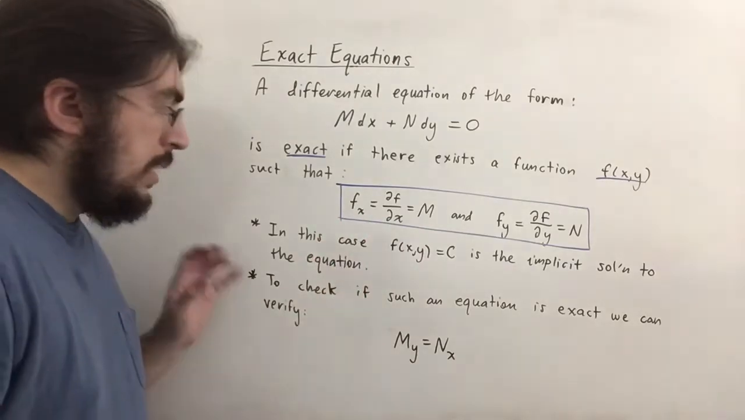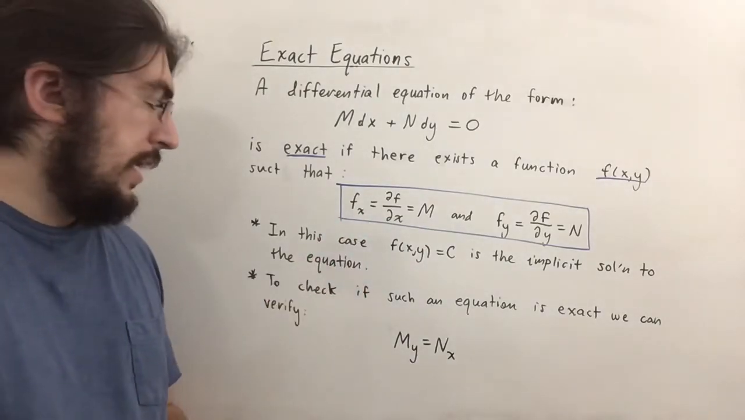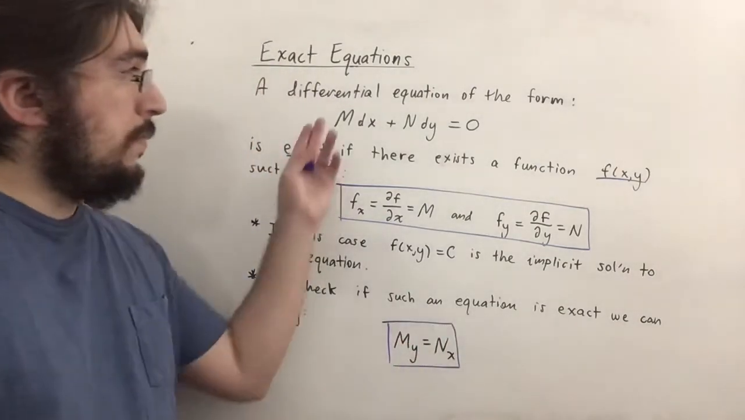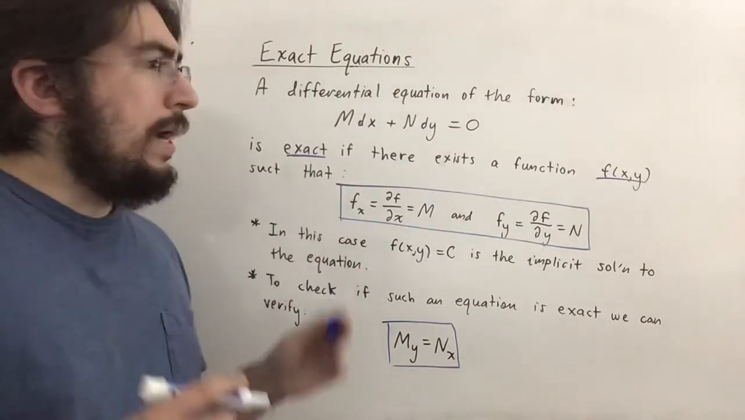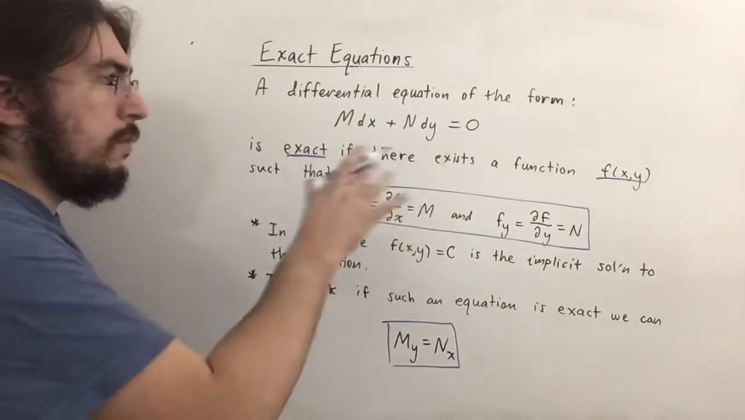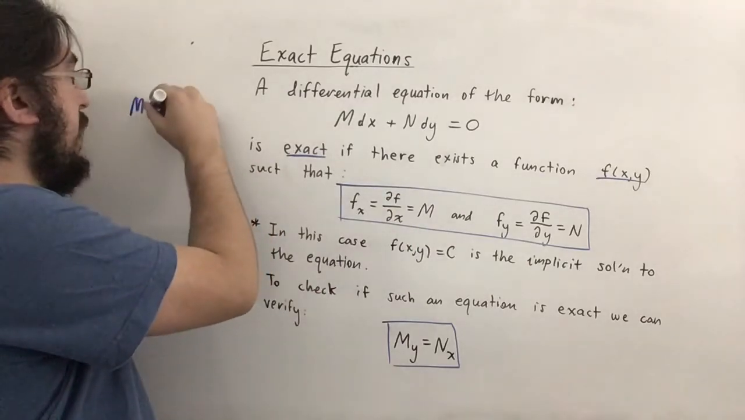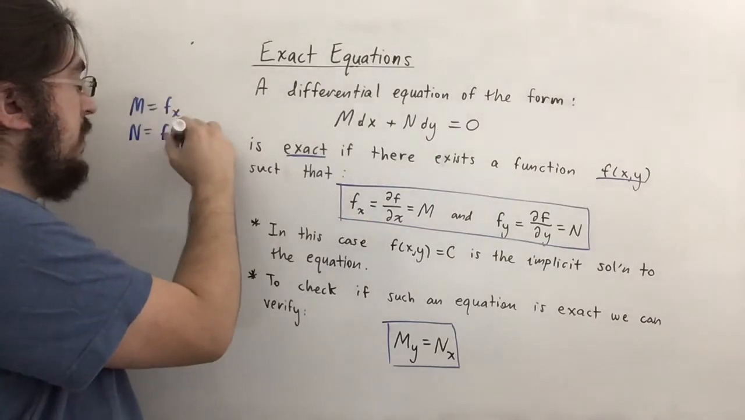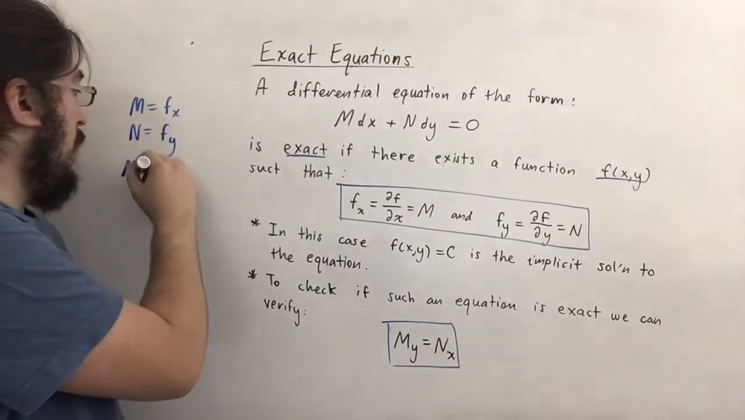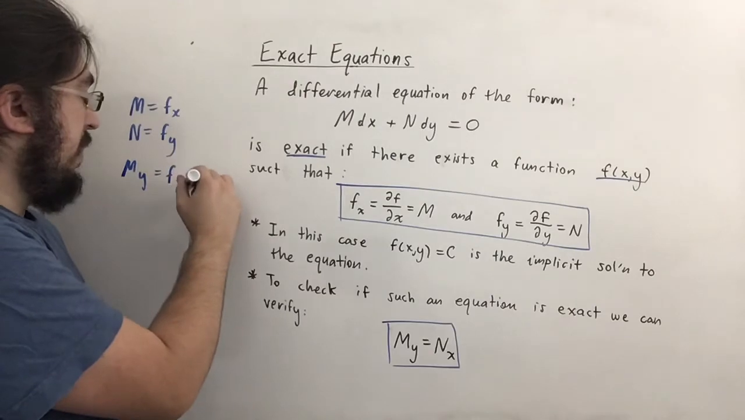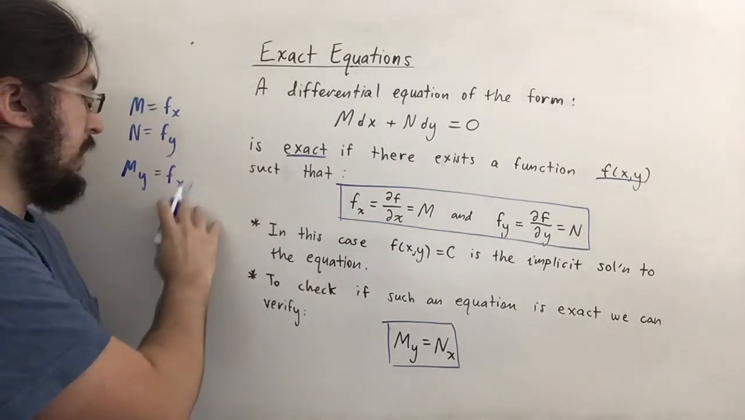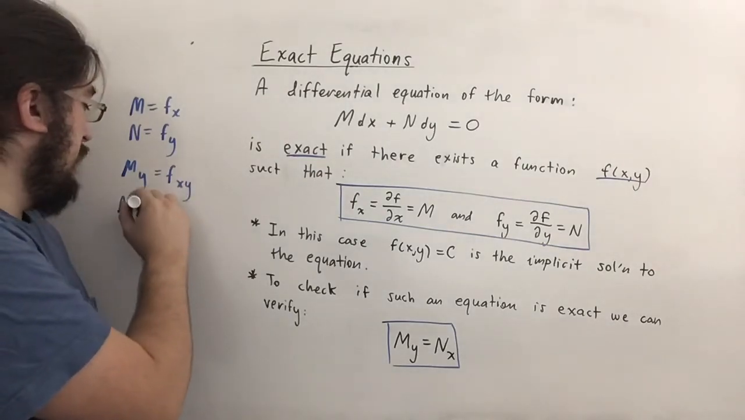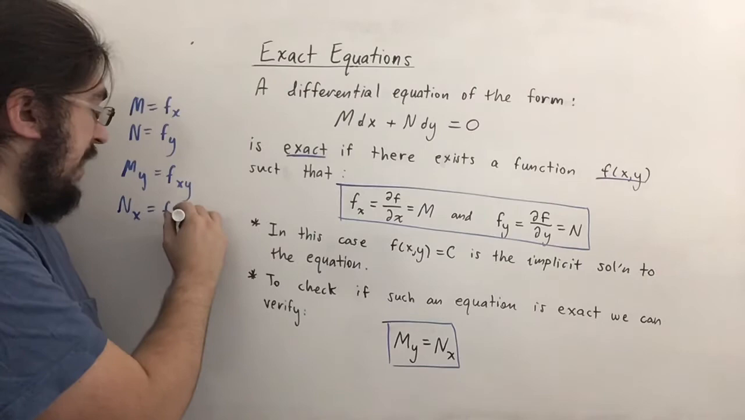Now to check if such an equation is exact, we can just verify that the partial of M with respect to y is equal to the partial of N with respect to x. Now why does this work? Well, here's why. If M is equal to f sub x and N is equal to f sub y, then notice M sub y must be f sub x sub y, the second partial derivative, if you will, and similarly N sub x must be f sub y sub x.